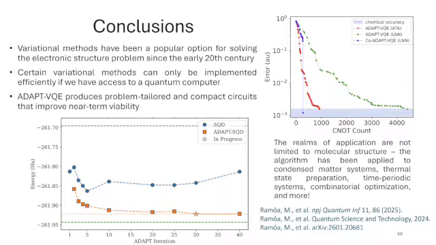We obtained ground state energies for systems up to 64 qubits using SQD on hardware. And while I focused on molecular systems, there are many other realms of application. So the group at Virginia Tech has applied ADAPT-VQE to things like condensed matter problems, time-periodic systems, thermal systems and thermal state preparation, combinatorial optimization, and more. So if you are interested in these applications, you should check out the work from other people at Virginia Tech.